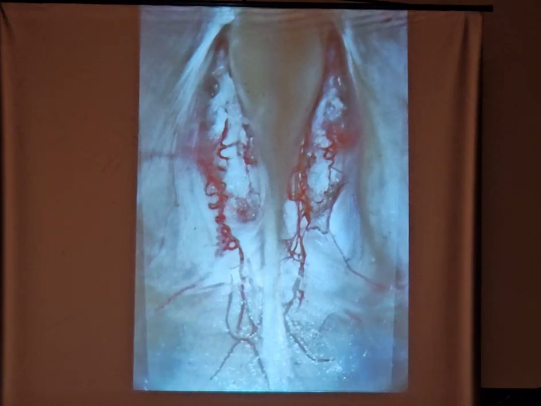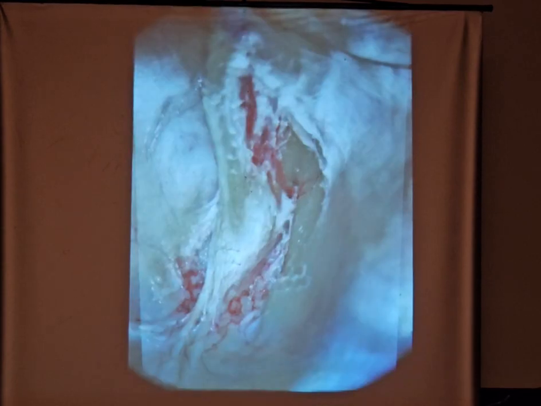And on this superior view of the cribriform plate, on the midline, we can see the anterior and the posterior ethmoidal arteries, obviously branches of the ophthalmic artery. The posterior ethmoidal artery is supplying the posterior part of the cribriform plate and the surrounding dura mater of the anterior fossa.